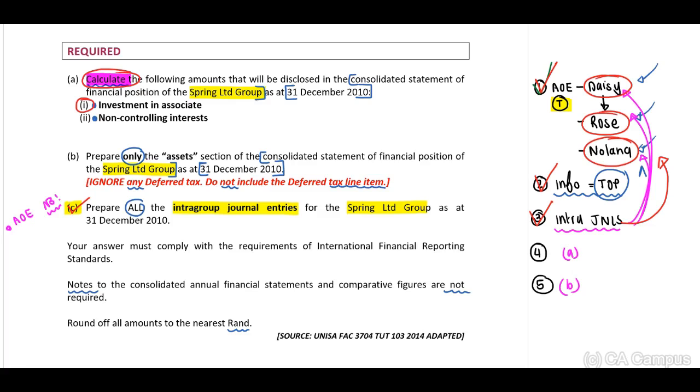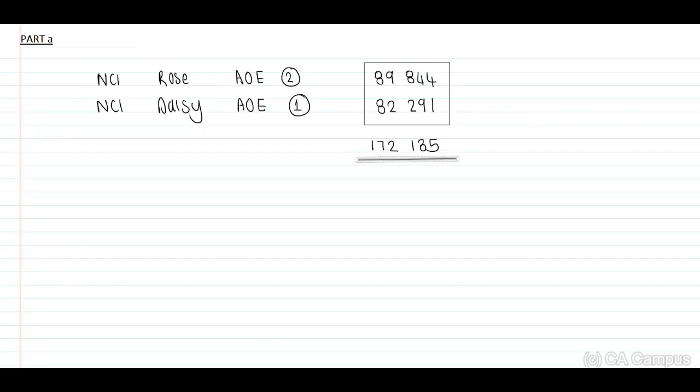Now, when we refer to our requirement, in requirement A, we need to calculate 1, the investment in associate, and 2, the non-controlling interest. Therefore, guys, we have already calculated our NCI in terms of the non-controlling interest. Therefore, I will recommend on a new page, indicate to your marker that this will be your part A, section 2.